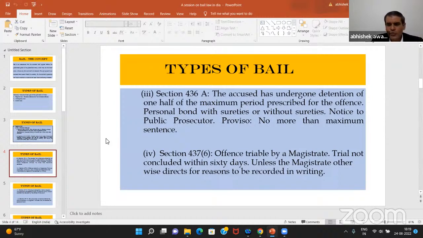Before doing that, the court has to give notice to the public prosecutor and hold a hearing. And if the court decides that the detention should continue, the detention will continue. Or the court may also say that instead of a personal bond, he has to furnish a bail. So, subject to discretion exercised by the court, he has a right to get bail. But even where the detention is continued by the court, it cannot be more than the maximum sentence prescribed for that offense. Thereafter, he has to be enlarged on bail. Nobody can stop it. Then comes 437(6). This is in case of offenses triable by a magistrate.